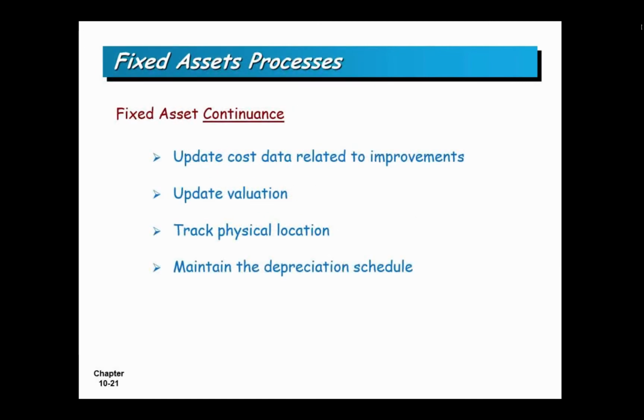Fixed asset continuance. During the life of the fixed asset, as you do improvements on it, it changes the basis. If anyone's ever owned a house or an apartment, when you make improvements on your house, it goes into the base cost of the house. And same thing with any other fixed asset. You want to do that for tax purposes so that when you sell it, you have less of a capital gain or create a capital loss. When appropriate, you'll update the valuations, you'll track it, and you maintain your depreciation schedules.